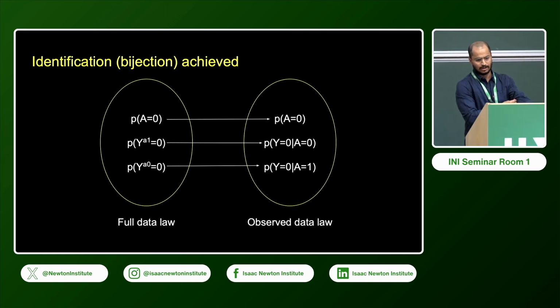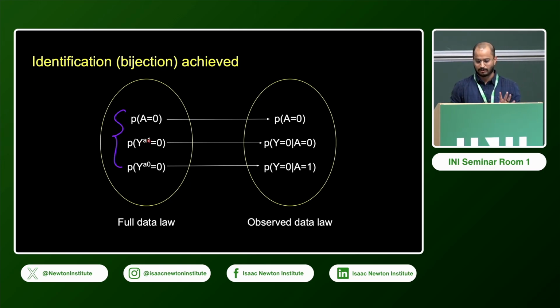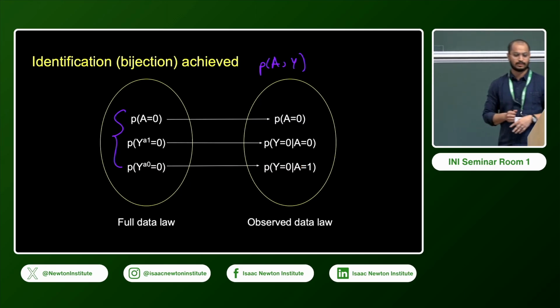And so what you'll notice is that I've got marginal probabilities on the left, and this is the natural parameterization of the joint distribution over A and Y on the right. So I have P of A equals 0, P of Y given A equals 0, P of Y given A equals 1.